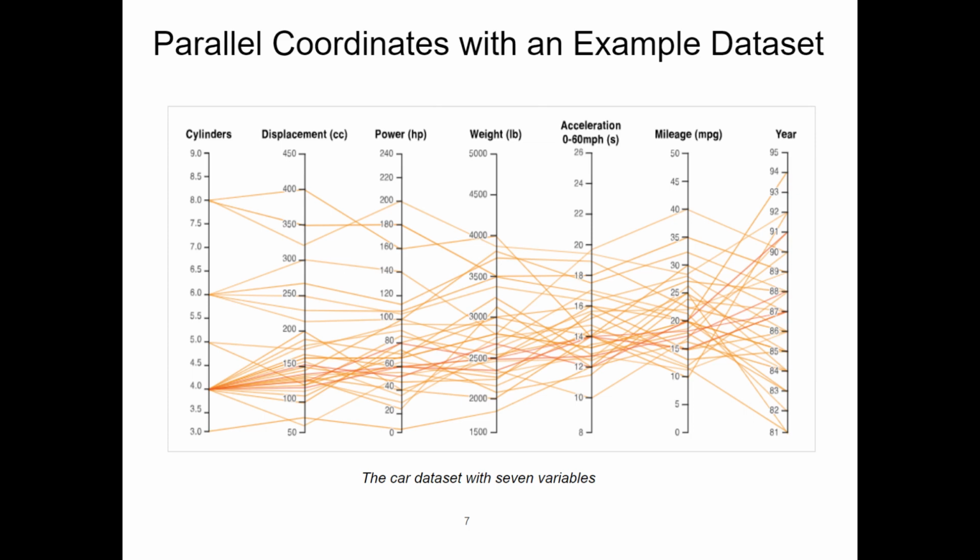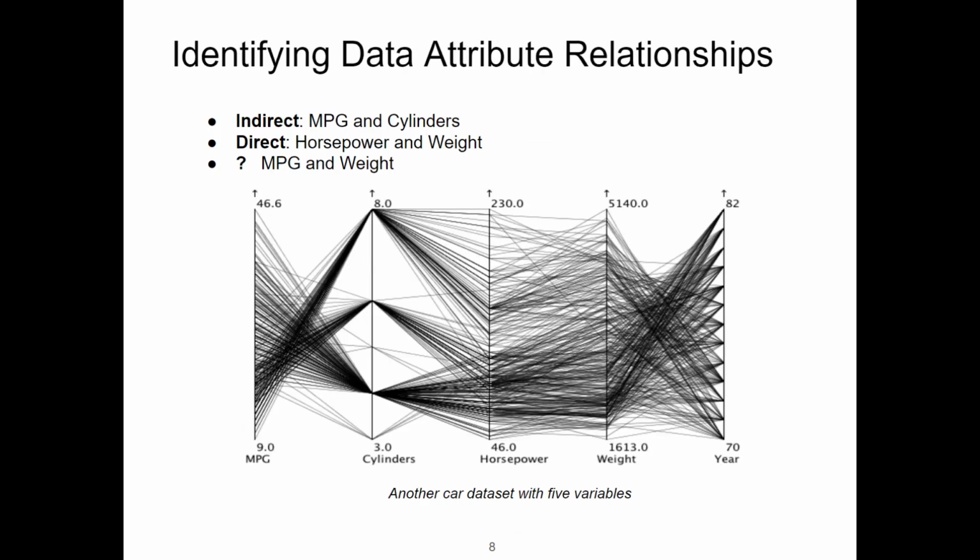Starting with top left of the image, we can read from left to right. For example, the first 3 car models have 8 cylinders. And then, if we follow the top edge, we can see the first car has 400 displacement value. If we continue tracing this edge, the power value is 160, the weight value is 4000, and acceleration value is 14.